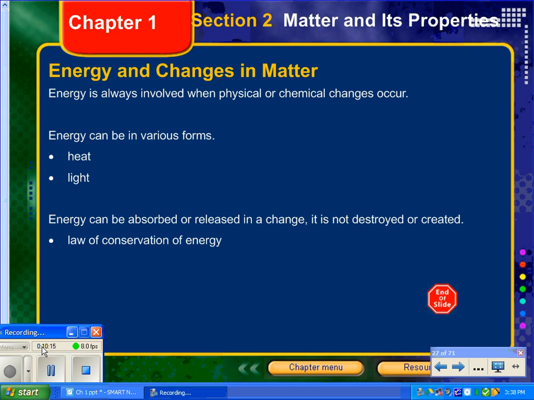Energy is always involved when physical or chemical changes occur. Generally, when we talk about energy, most of the time we're going to talk about heat. There are a couple of instances where we'll see energy being produced as light. Energy can be absorbed or released in a change. It is not destroyed or created. This is called the law of conservation of energy.